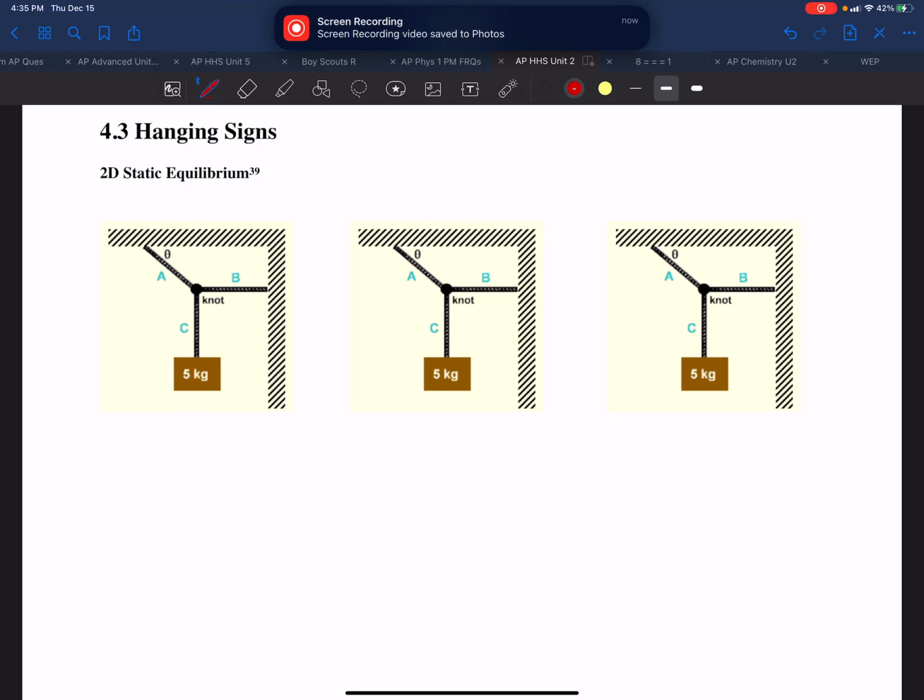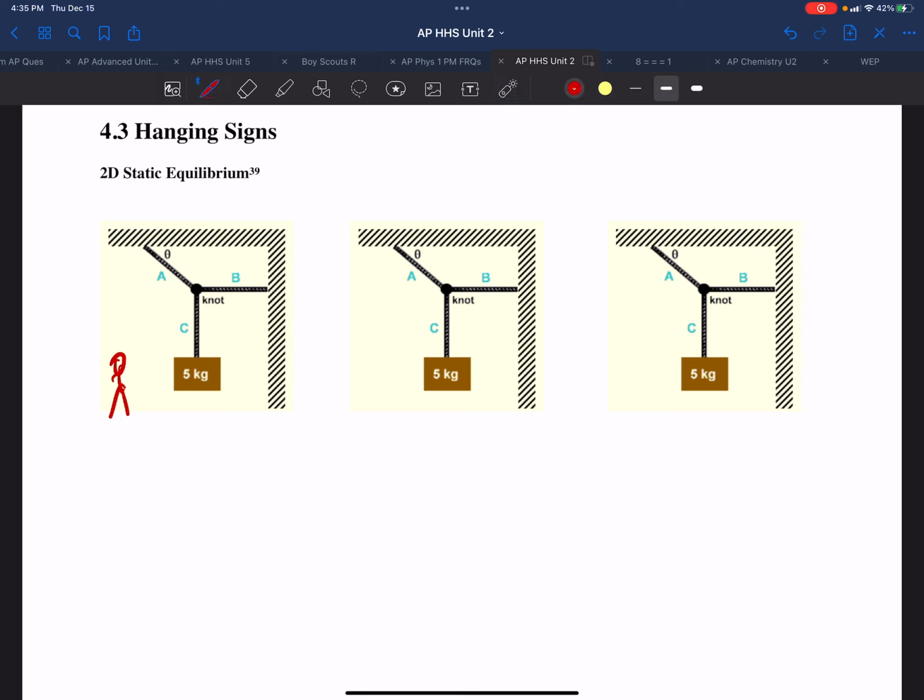In this installment, we're going to look at hanging signs as static equilibrium. What's depicted here is like a wall or a corner of a wall. This could be in your house. A person could be standing here, and there could be this object hanging. And you see it's being supported from the wall and at the ceiling with this angle.